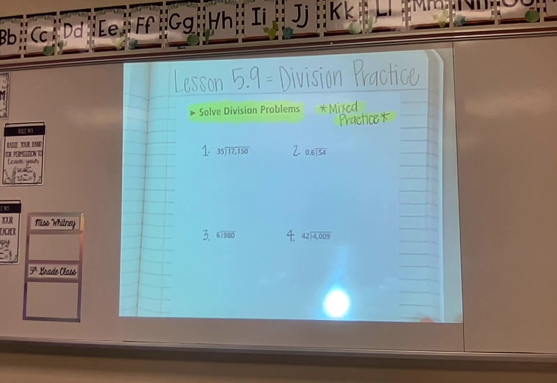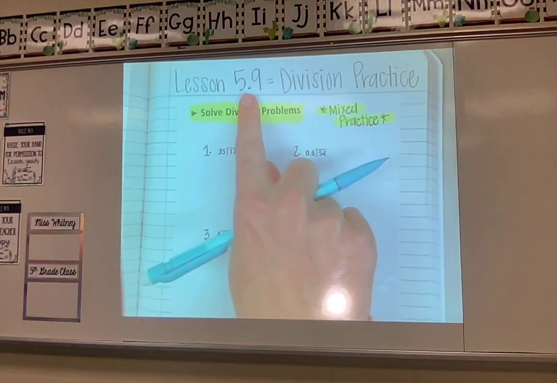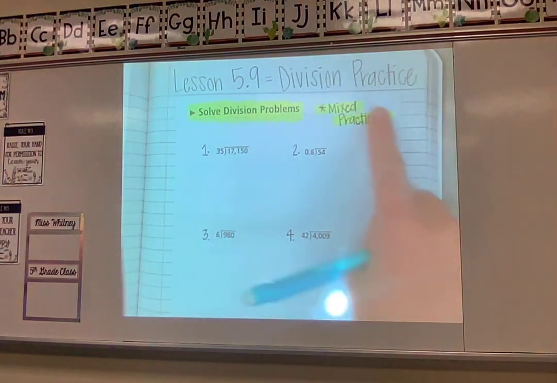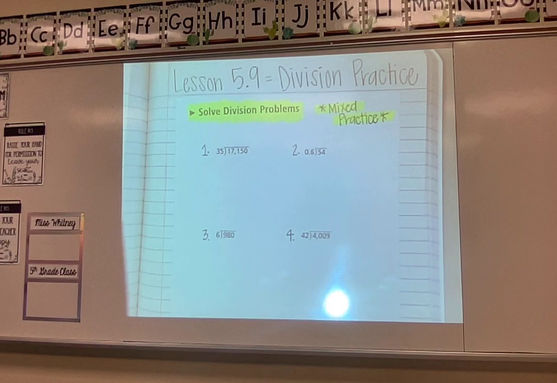Hi, fifth grade. Today we are doing lesson 5.9, which is just division practice. So this is a mixed practice of all the division skills we know how to do so far. Some of them are just regular numbers.